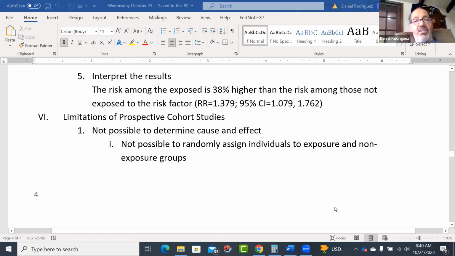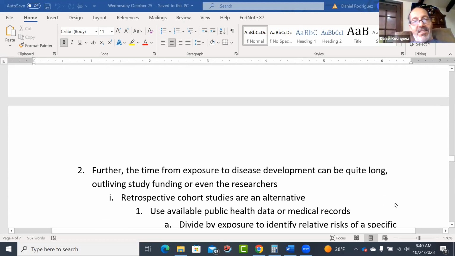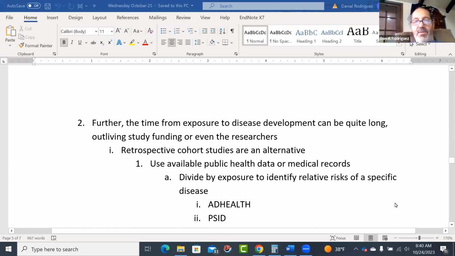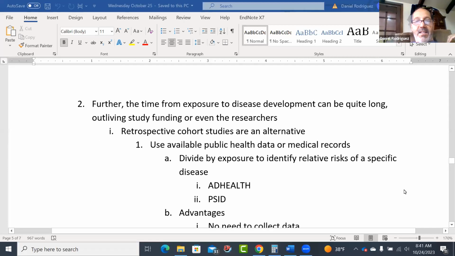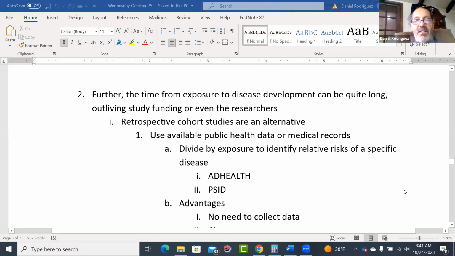Okay, there are some limitations to prospective cohort studies. It's not possible to randomly assign individuals to exposed and non-exposure groups. We are ethical human beings. We don't do that kind of stuff. Further, the time from exposure to disease development can be quite long. For instance, if you want to study the effect of smoking on lung cancer, you're talking about years and decades, right? That's not really good because you might outlive funding, outlive researchers, et cetera.